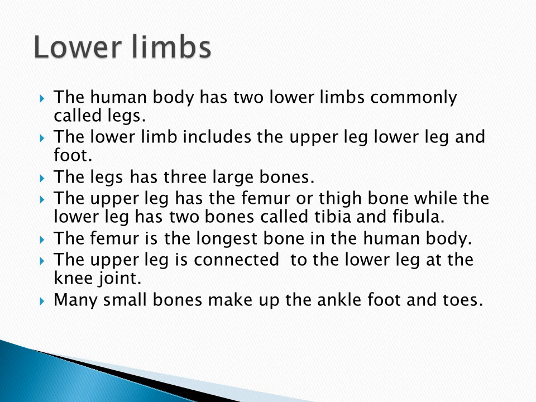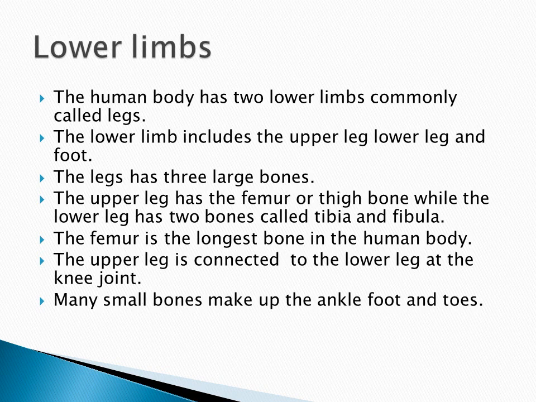Now we are going to discuss our lower limbs. What does the lower limb mean? It is called the legs. Here also our human body has 2 lower limbs, the upper leg and the lower leg. Here also we have 3 large bones. The upper leg has the longest bone in our human body, called the femur, or the thigh bone, right? The upper leg has the biggest bone, the femur or thigh bone.